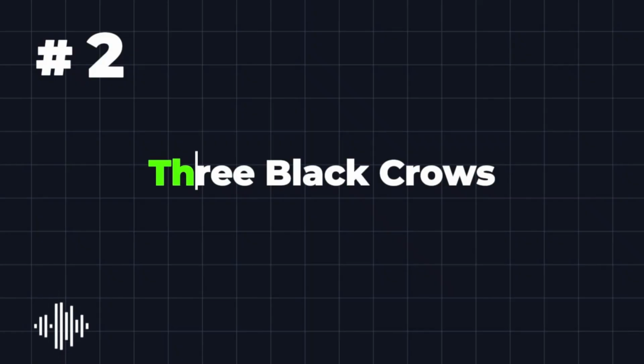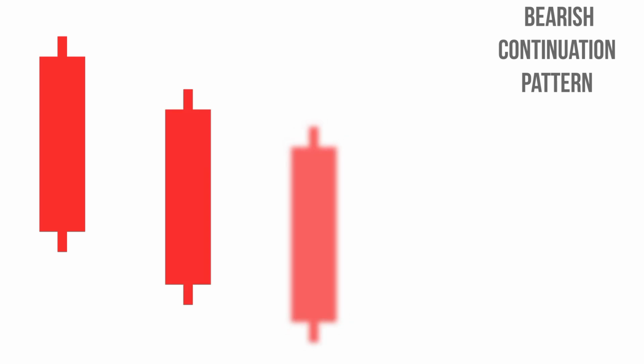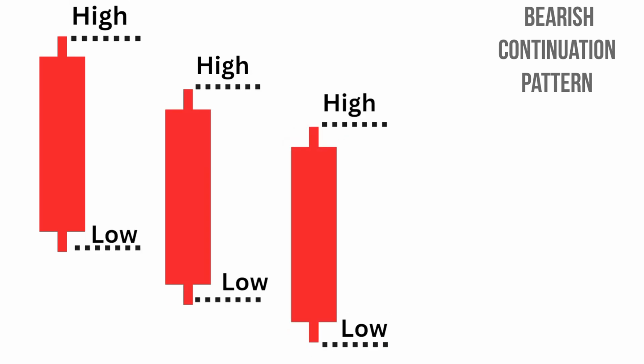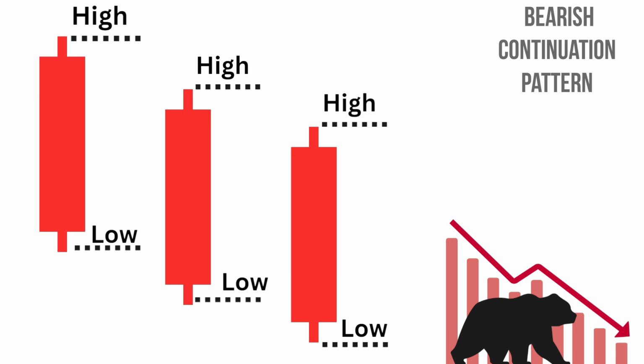Number 2. 3 black crows. This bearish continuation pattern comprises 3 consecutive long bearish candles, with lower highs and lower lows, indicating strong selling pressure and the likelihood of a continued downtrend.